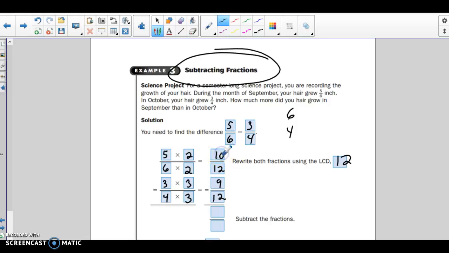All right, now can we subtract? Yes. 10 12ths take away 9 12ths is 1/12. All right. We have now subtracted.